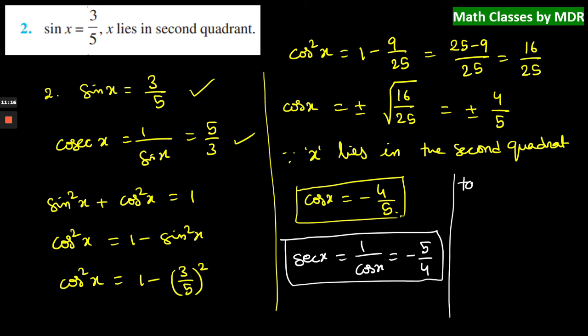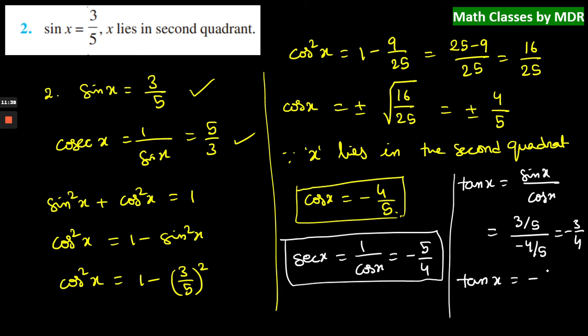Now let's see what is tan x. Tan x is sin x by cos x. So what is sin x? 3 by 5, and cos x is minus 4 by 5. So which is equal to minus 3 by 4, right? Tan x is equal to minus 3 by 4. We know that in the second quadrant tan x is negative, so that it is true. Now cot x is the reciprocal of tan x, that is minus 4 by 3. Now we have all the trigonometric functions, right?